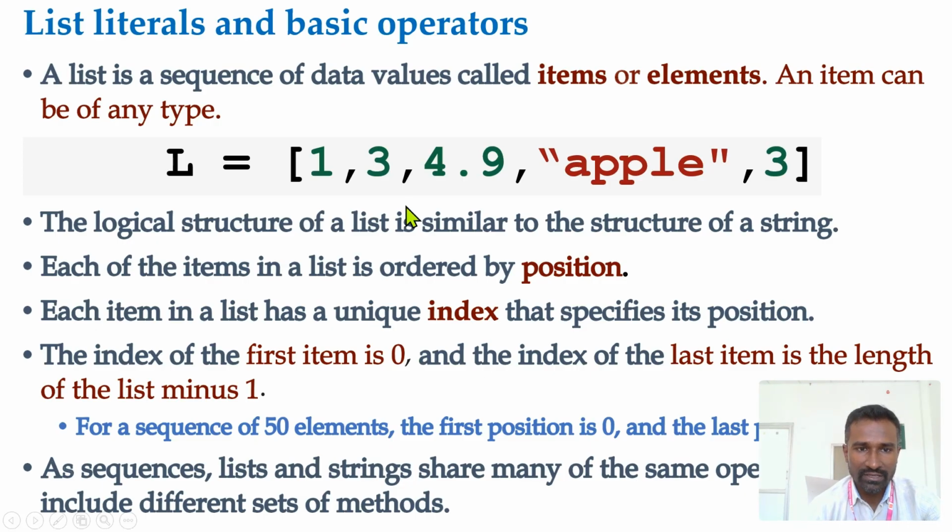For example, if a sequence has 50 elements or items, the first position starts at index 0 and the last position has index 49, that is 50 minus 1, because it starts from position 0 and ends at 49. And this is the sequence. Lists and strings share many of the same operators but include different sets of methods.